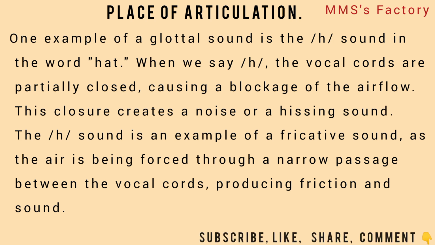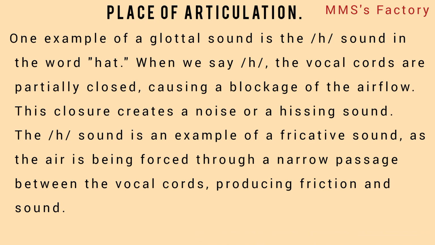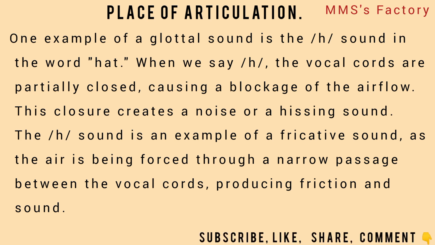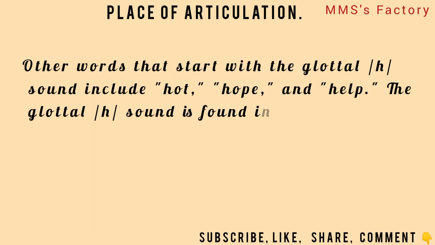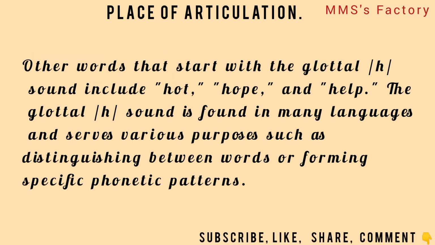The H sound is an example of a fricative sound, as the air is being forced through a narrow passage between the vocal cords, producing friction and sound. The glottal sound H is articulated at the beginning of words and usually before vowels. It is often referred to as an unvoiced or voiceless sound because it does not involve voicing from the vocal cords. When we say the word hat, we can feel the brief constriction of our vocal cords as the air passes through, producing the H sound. Other words that start with the glottal H sound include hot, hope, and help.